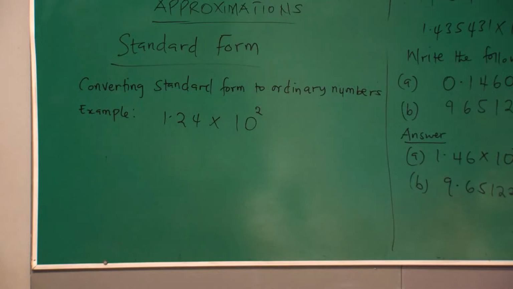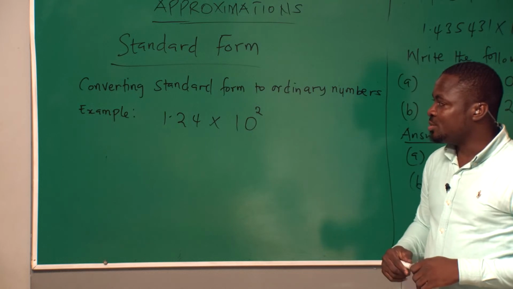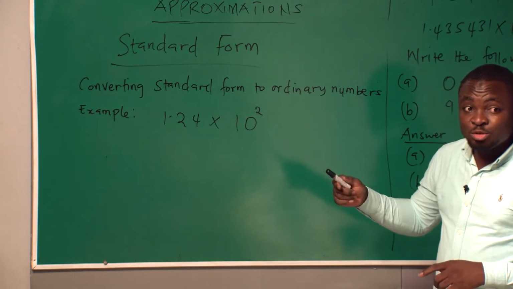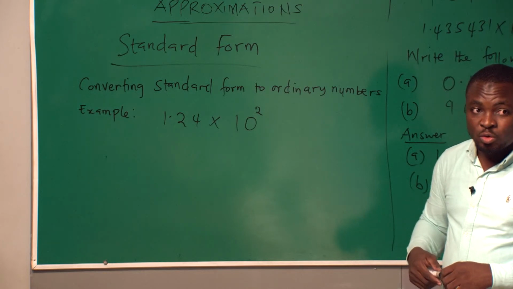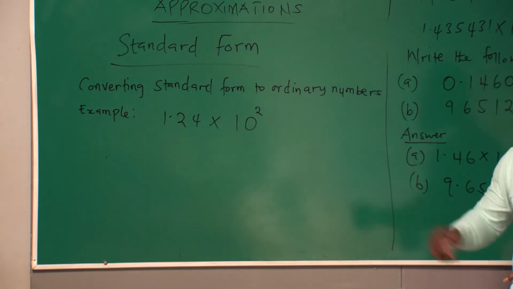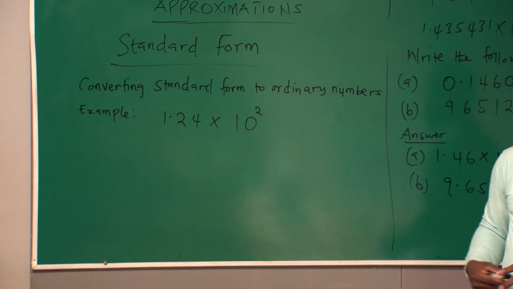1.24 times 10 exponent 2. That is the standard form. How do I convert that to what? An ordinary number. So I will do that together with you. Now the 10 exponent 2 tells you how many times you should move the point. Are you okay? So in this case, Noma, if you have 1.24 times 10 exponent 2, how many times do you move the point? 2 times. To which side? To the right. So do that and tell us the answer.